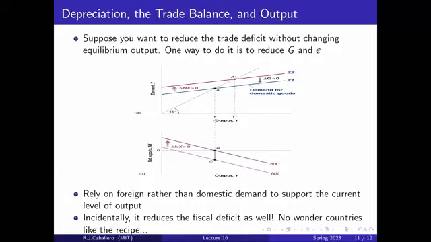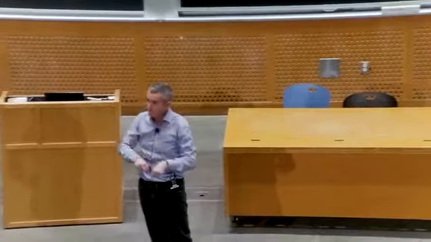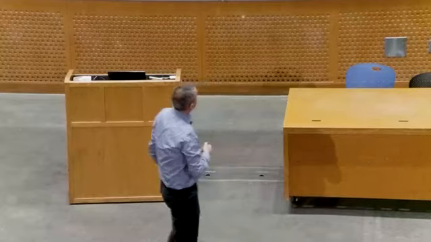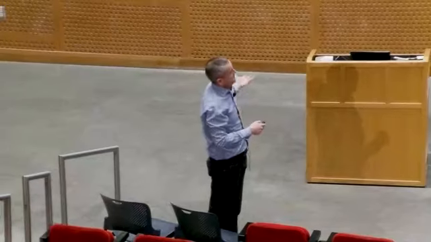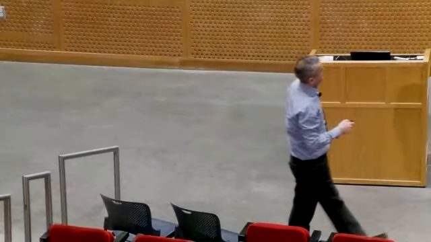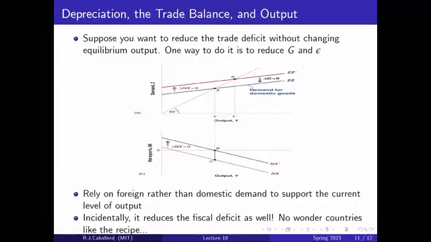Because depreciation of the currency improves the trade deficit, but it's also expansionary because you relocate expenditure, both of residents and foreigners, towards your good. That increases demand for your good and increases output. But if I don't like that, I have many ways of offsetting it. One of them is by reducing government expenditure. Okay? So that's what I've done here.